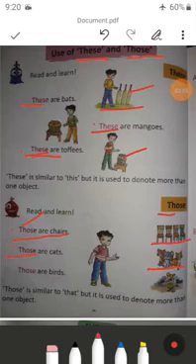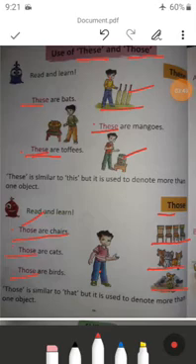Okay. The next sentence is: Those are birds. Some birds are there. They are eating some grains. He can see them but he cannot take them easily. He cannot touch them easily. So you can see here all birds are very far from him. So those is used here.